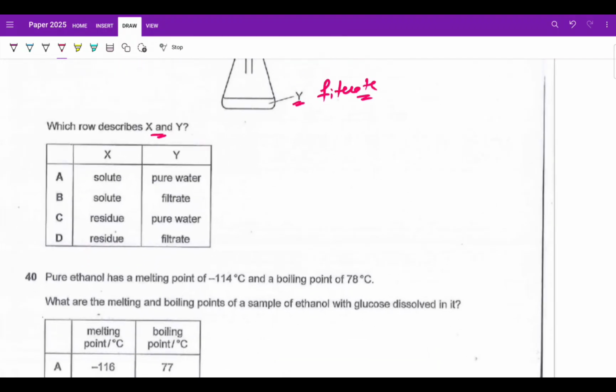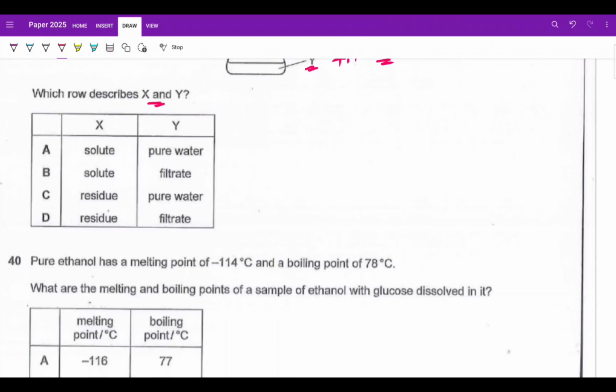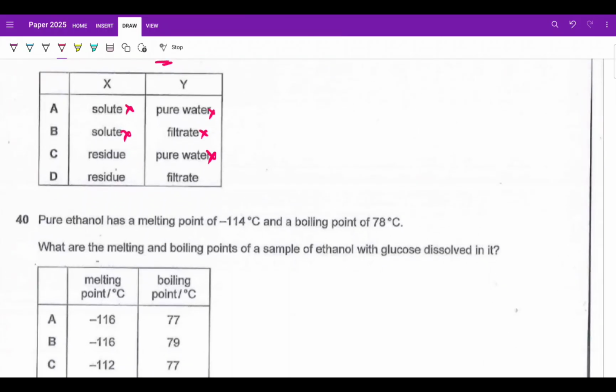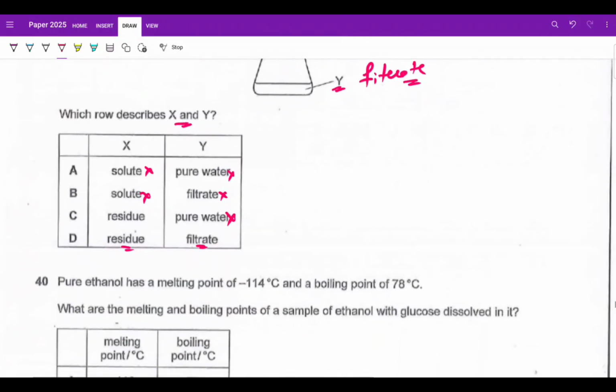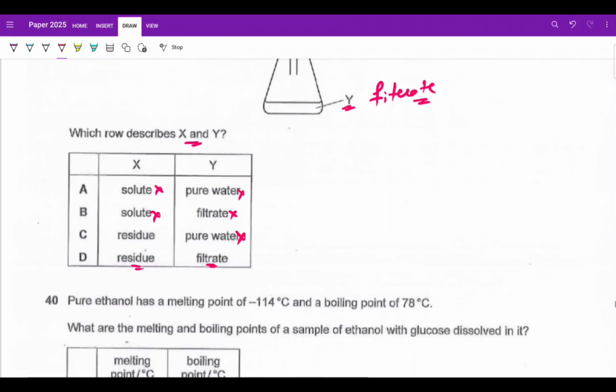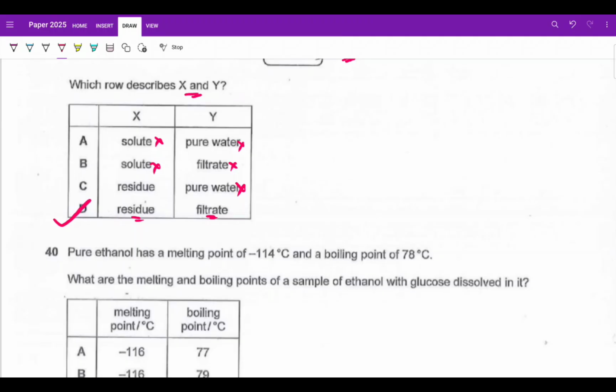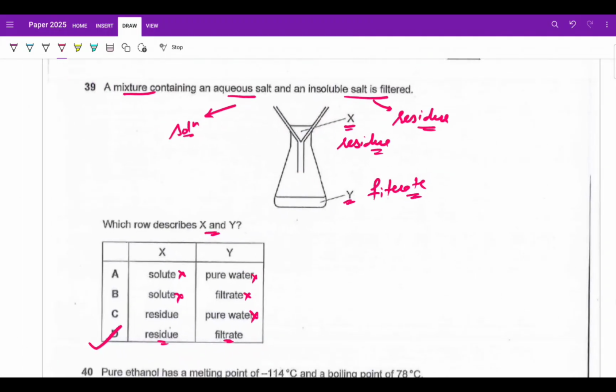Which row describes X and Y? X is solute, Y pure water, no. X solute, filtrate, no. Residue and pure water is not there. Residue and filtrate, yes. X will be a residue and Y will be a filtrate containing the soluble salt. Therefore, the answer is D. Question 39, answer is D.